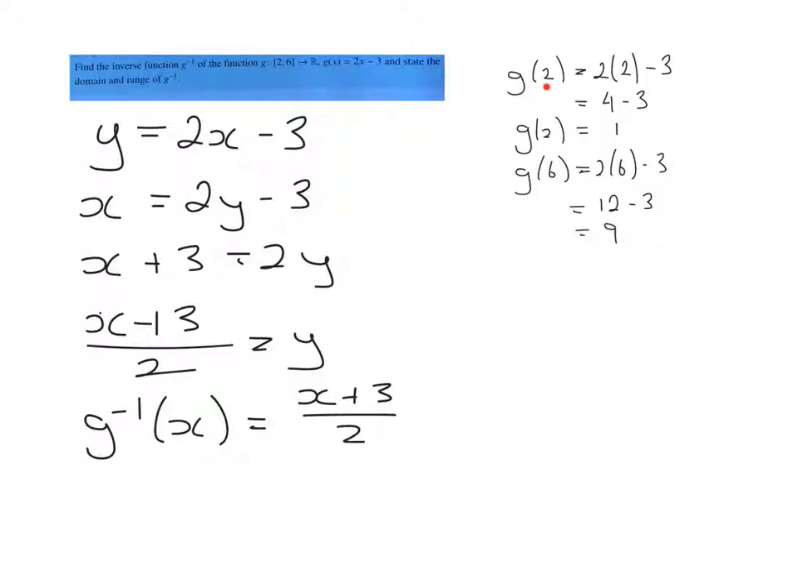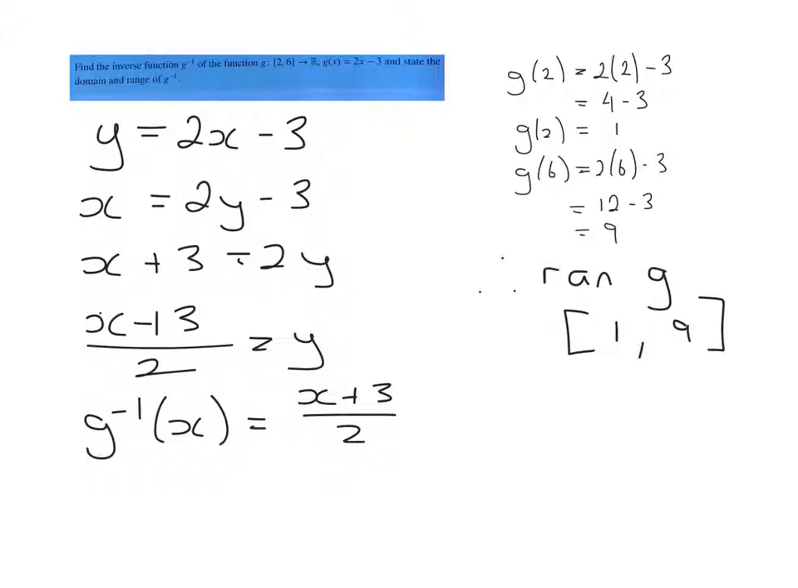I've substituted x equals 2 in place of x into the original function, which becomes 4 minus 3, which becomes 1. Therefore the y value when x equals 2 is 1. I've also substituted the other endpoint, 6, in place of x into the same function and got the other endpoint, which is 9. Therefore, this means that the range of g goes from 1 to 9. Now the reason I use the included brackets is because in the original domain 2 is included, so if the x value is included, it also means the corresponding y value is included, and same at the other end. 6 is included, therefore 9 is included.